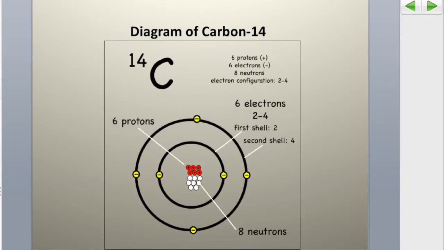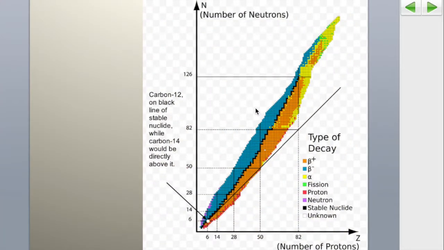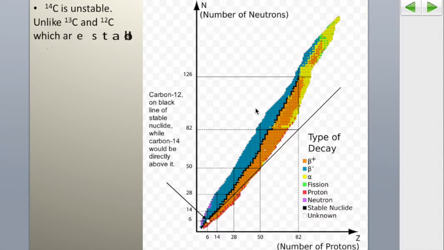As shown in the diagram, carbon-14 has 6 protons and 6 electrons, meaning this specific atom has a neutral charge, and 8 neutrons, making it unstable. Carbon-14 is unstable, unlike carbon-12 and carbon-13, which are stable, as shown on the map of nuclides.